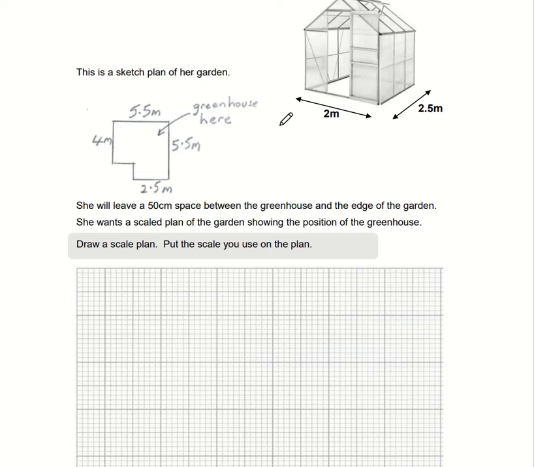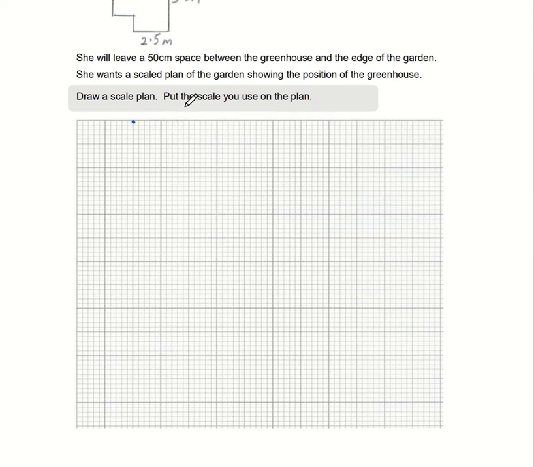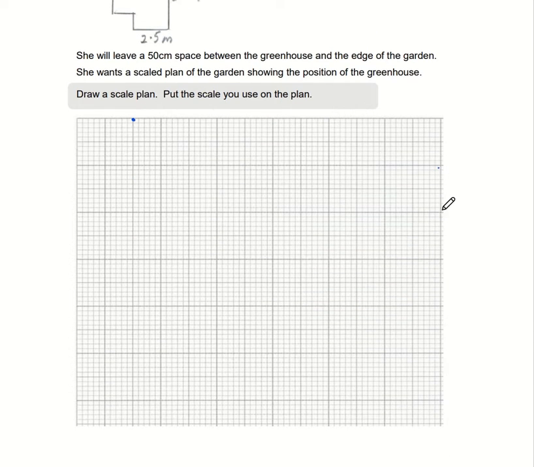Right, first of all, let's just draw the garden. So it's 5.5 meters along the top. So can I make each big square 1 meter? 1, 2, 3, 4, 5, 5.5. Okay, so the garden would go all the way up to here. So it's also 5.5 to the base. Does that work as well? 1, 2, 3, 4, 5, 5.5. Perfect. It's 2.5 along the bottom, so 1, 2, 2.5.